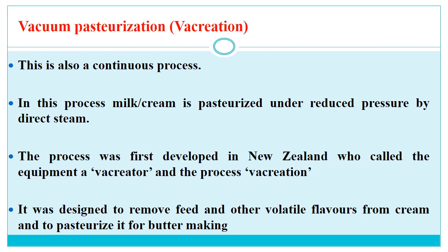Now we will see another method of pasteurization, that is vacuum pasteurization or Vacreation. This is also a continuous process. In this process, milk or cream is pasteurized under reduced pressure by direct steam. The process was first developed in New Zealand, and they called the equipment Vacreator and the process Vacreation. It was designed to remove feed and other volatile flavors from cream and to pasteurize it for butter making. Commercially it is used for pasteurization of cream to be used for making butter.